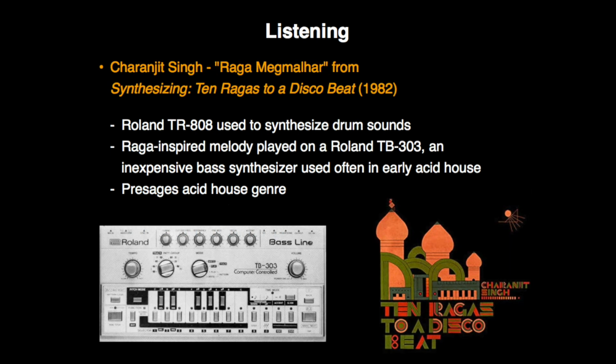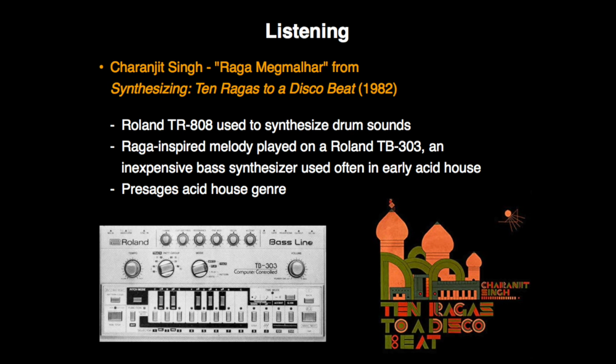So the other piece I gave you guys to listen to is by Charanjit Singh. And this is from a record he made in 1982 called 10 Ragas to a Disco Beat. What's significant about this record is he uses the 808 to synthesize the drum sounds. And we get some pretty different sounds than we heard in the very electro Planet Rock example. So you'll hear some claves and things like that we didn't hear in the previous example.